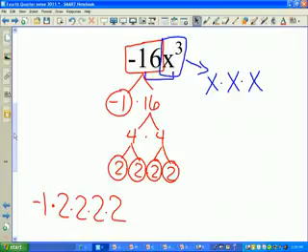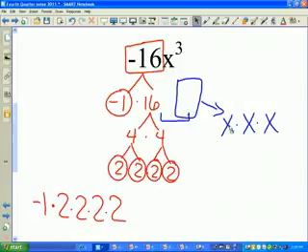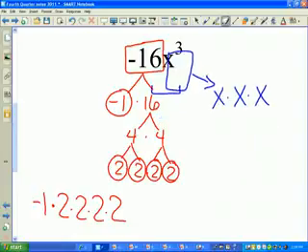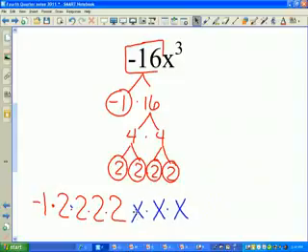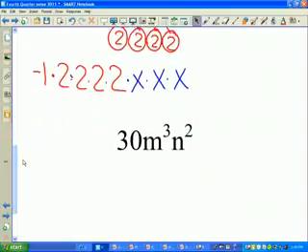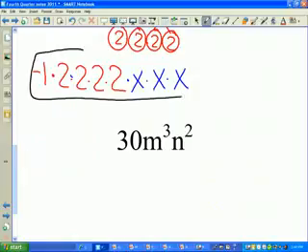So since this whole thing is being multiplied, all I'm basically doing is taking my x's and putting them with my numbers. So now I have a negative 1 times 2 times 2 times 2 times 2 times x times x times x. This right here is the prime factorization of my original negative 16x cubed. Do you see how it's going?